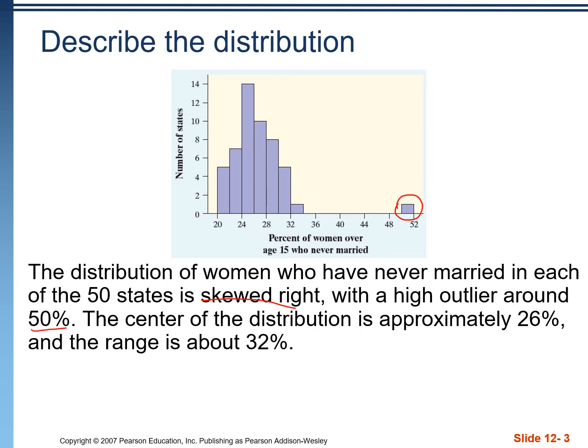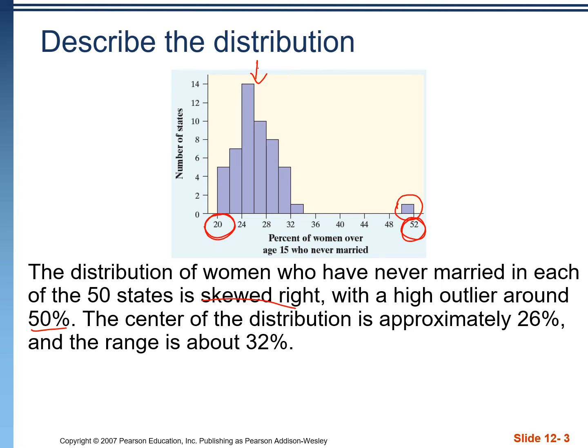The center of the distribution is approximately 26%. That looks like it's about the median, right about here. And the range is about 32%. Okay, remember, range is a single number. So we're subtracting 52 minus 20.